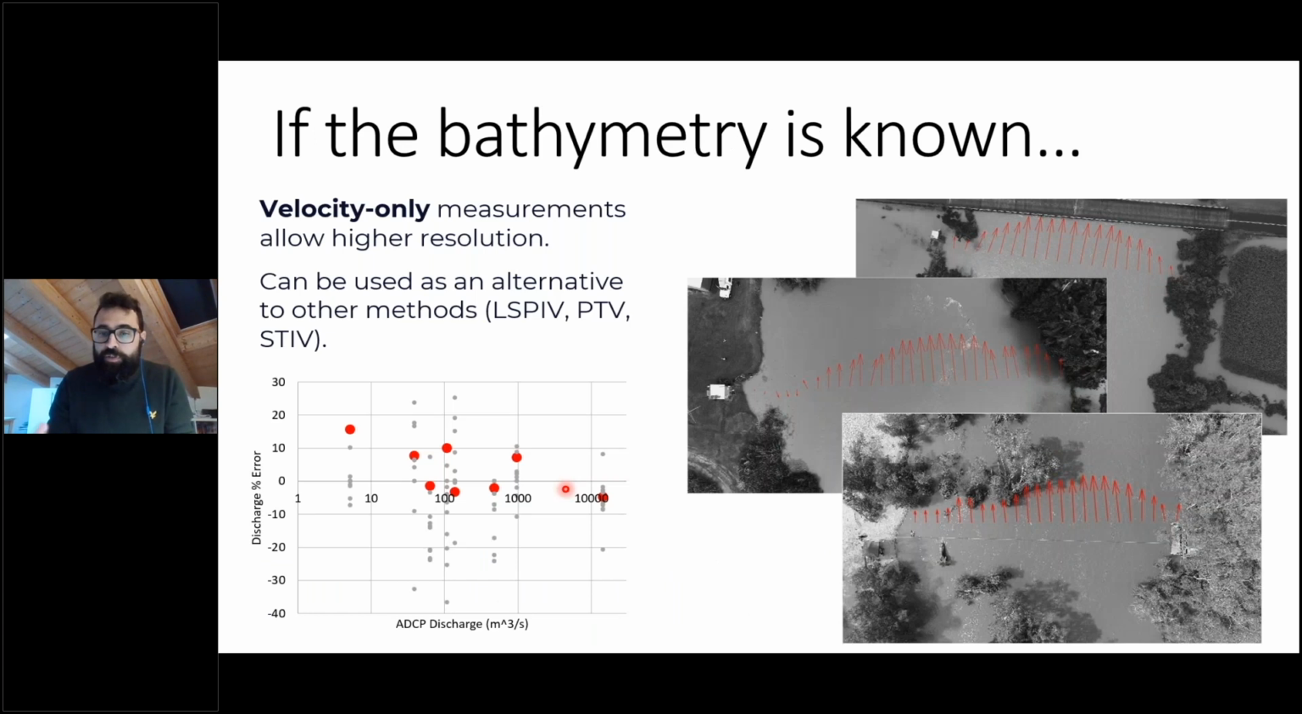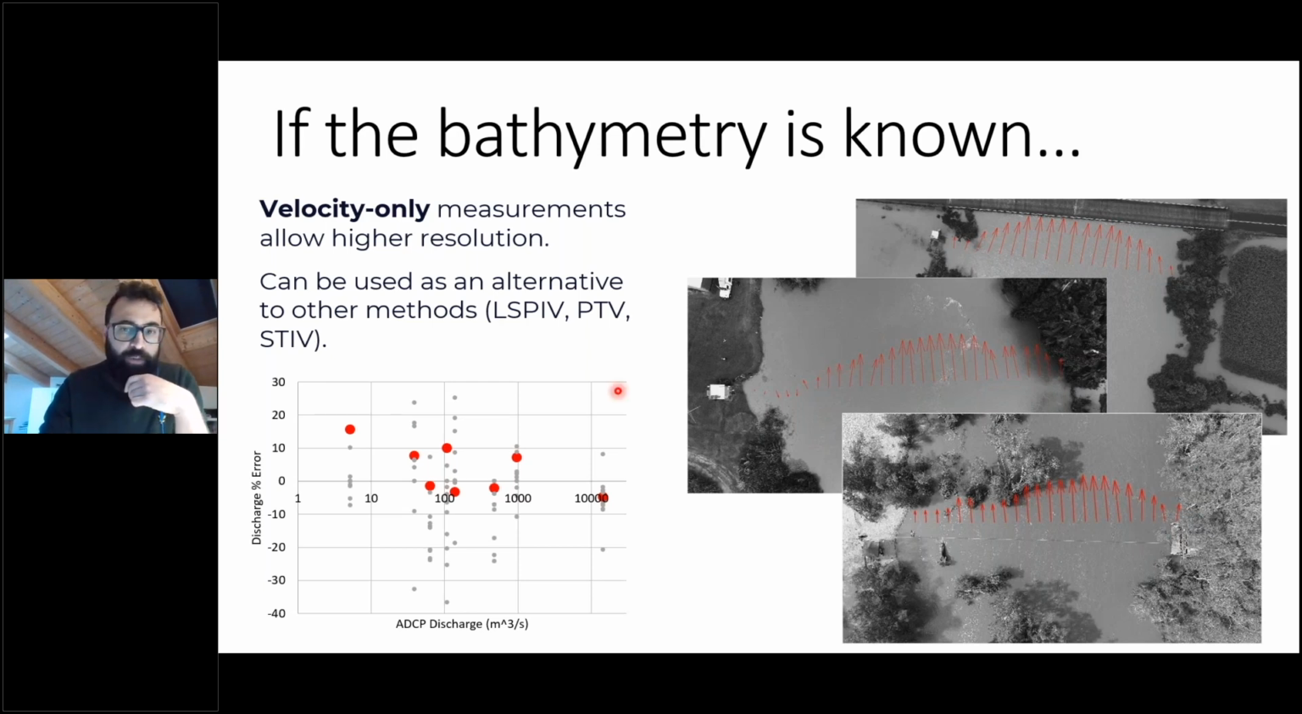This depends on the geometry of the system which is investigated. If the bathymetry is known instead, then for the velocity, we don't have this constraint about the resolution. We can use much smaller windows. We can distribute them along a transect, and we can reconstruct all these nice distributions of the velocity and combine them with the bathymetry.